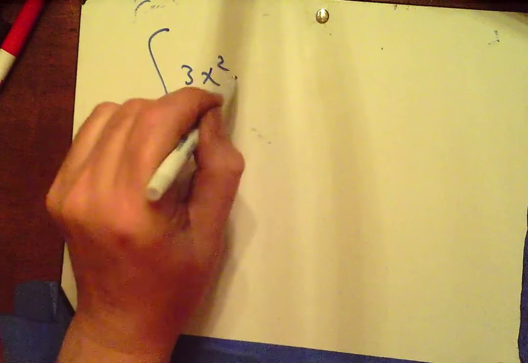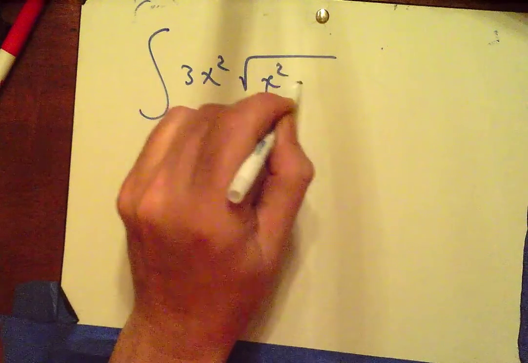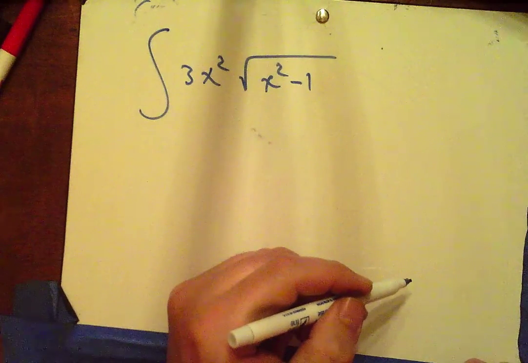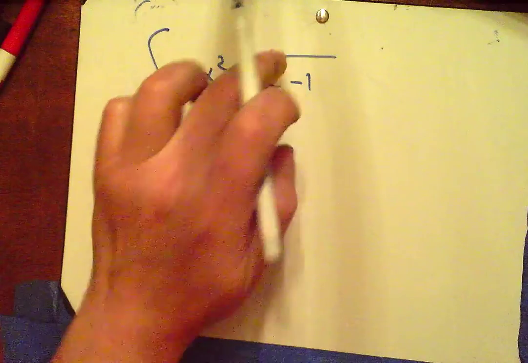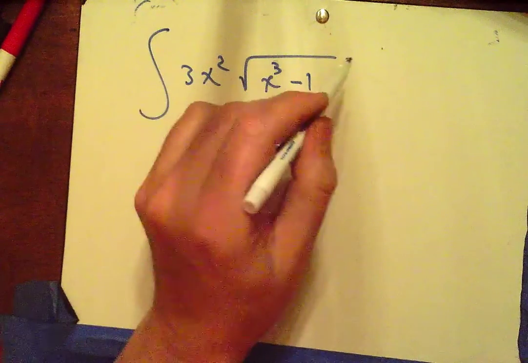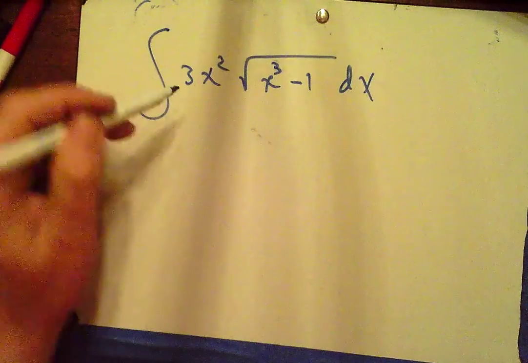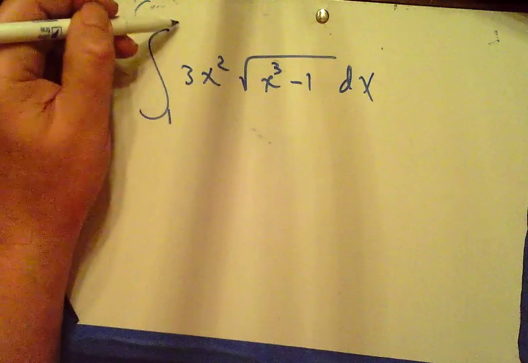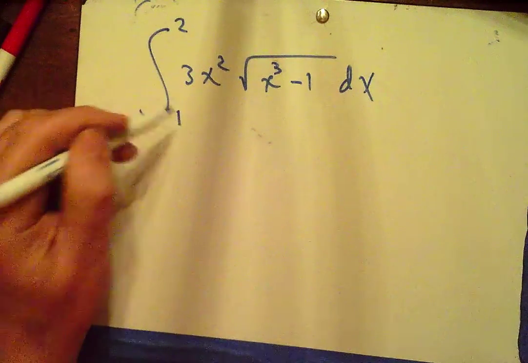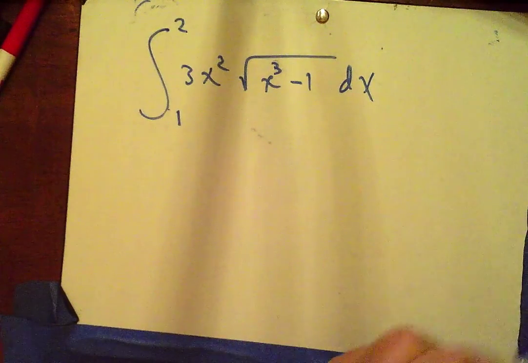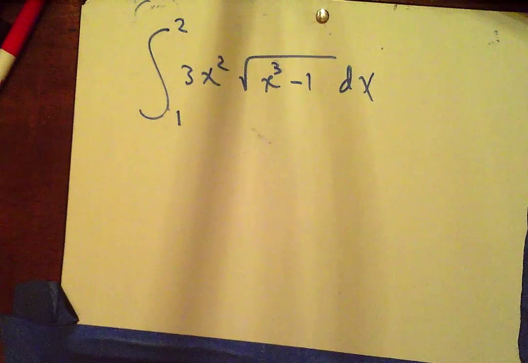Here, how about this one? Practice with this one. 3x squared, square root, x squared minus 1. Oh, sorry, that's x to the third. x to the third minus 1 dx. And it's a definite integral from 1 to 2. Okay, give it a go.